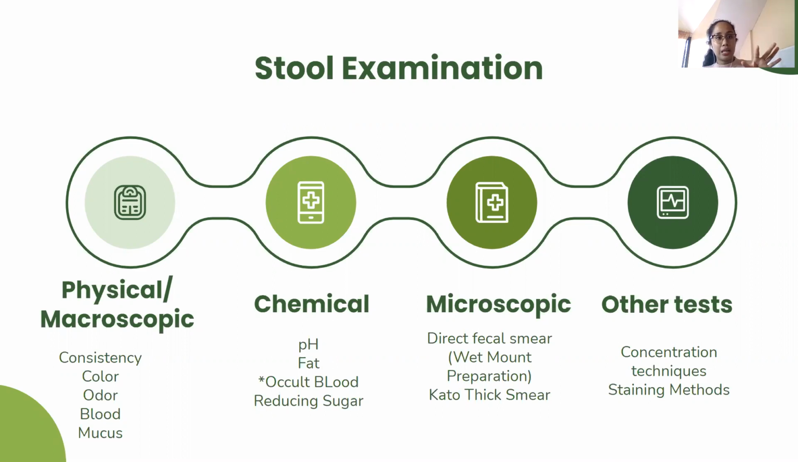So we have physical or macroscopic examination. We will find the consistency of your stool. The consistency or the form is dependent on the water content of the stool. We have color and odor. We don't record the odor, but odor could be a signal of a disease. We have blood and mucus. We examine the stool macroscopically, or using our naked eye only.